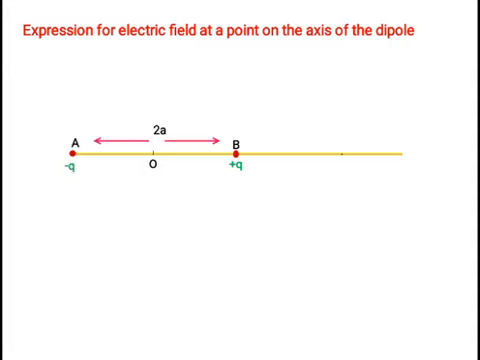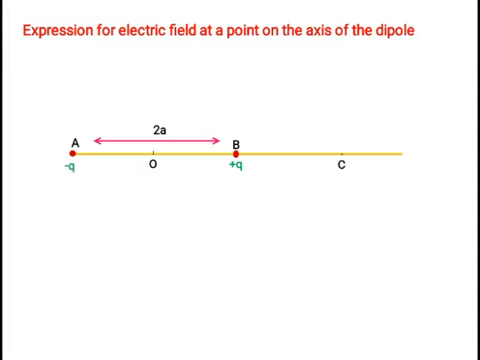Expression for electric field at a point on the axis of the dipole. So this derivation is based on the axial line, which is very important for 5 marks. Consider the two charges, negative charge minus Q and positive charge plus Q. So this is an imaginary line. AB is a dipole. O is the midpoint of the dipole. 2A is the distance between A and B.